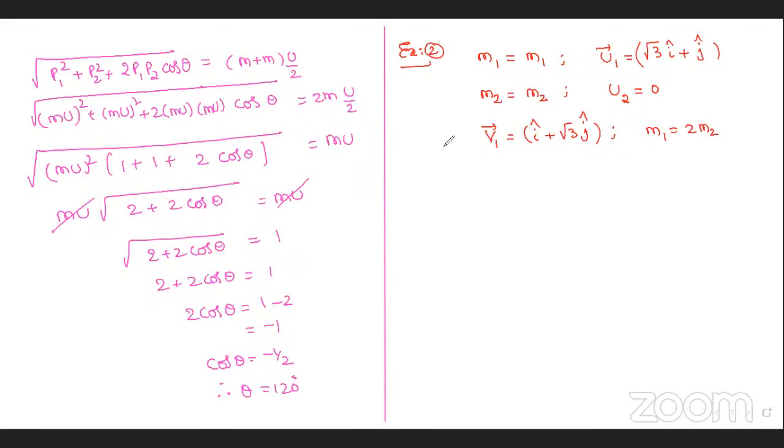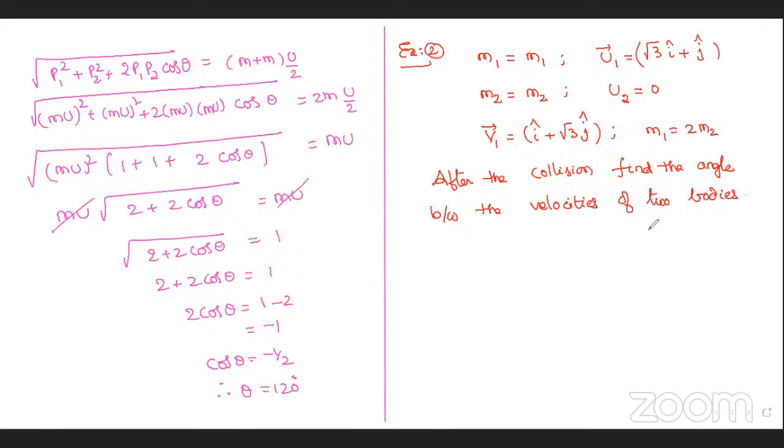Then after the collision, find the angle between the velocities of the two bodies. Okay, this is the question. Now what is the difference between the first example and the second example here?